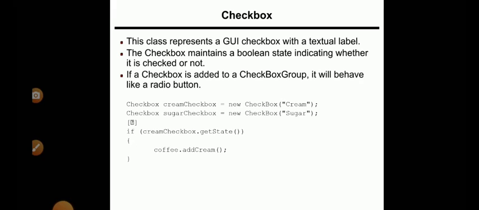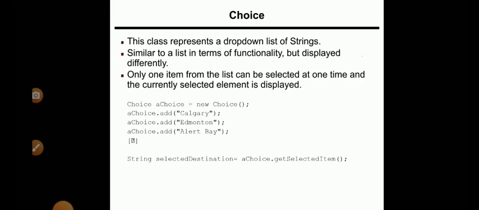So for creating a checkbox you have to use the Checkbox class. For this class you have to create the object. Here we are going to create two checkboxes, cream and sugar. Checkbox object is equal to new Checkbox of, and within the quotes you give cream. Similarly, sugar checkbox is equal to new Checkbox of, within that you give sugar. So it creates two checkboxes, one with the label cream and another with the label sugar.